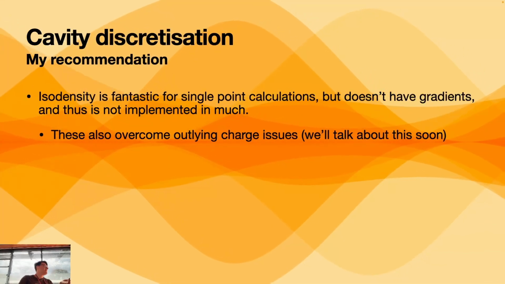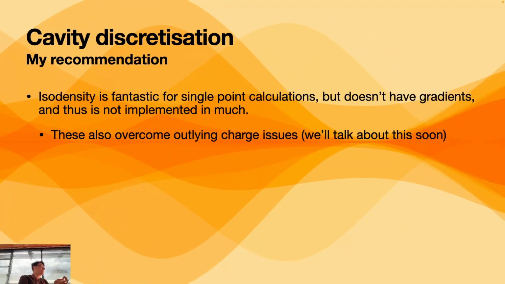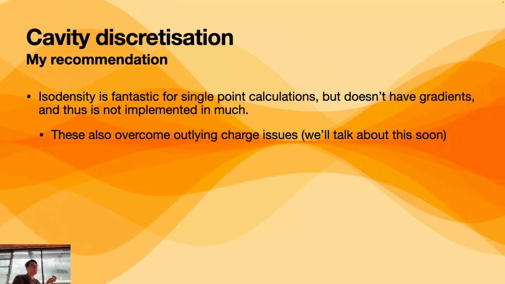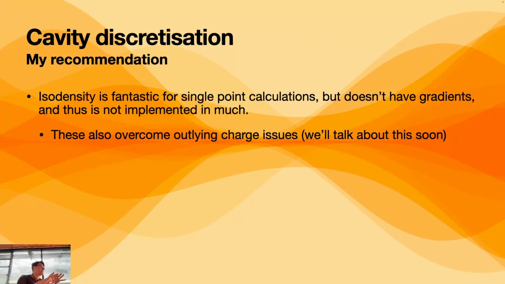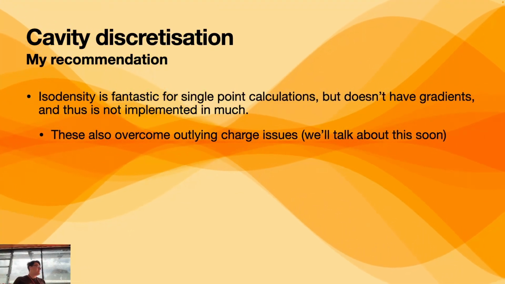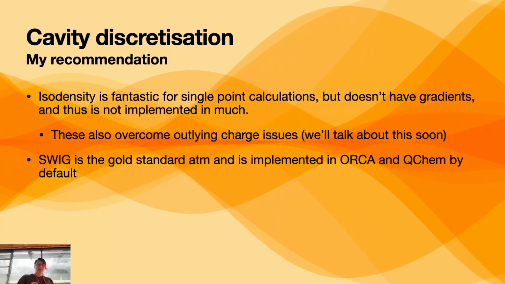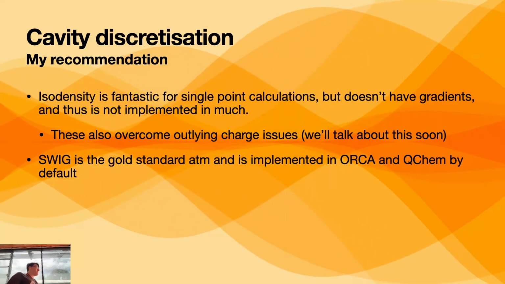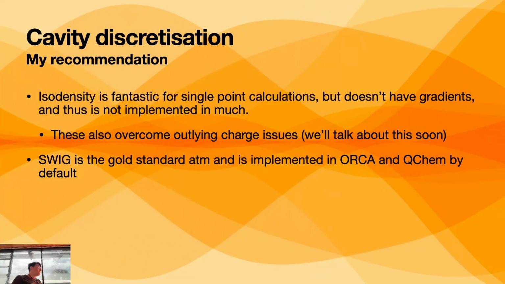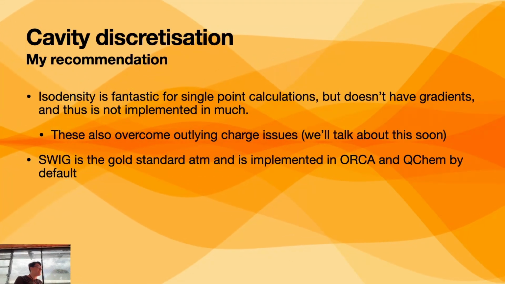So my recommendations for this are essentially: isodensity is fantastic, but doesn't have gradients and thus isn't implemented much. These overcome outlying charge issues, which we'll talk about later, because you're choosing the cavity based on the extent of the electron density as opposed to just hoping that the electron density sits within your cavity. SWIG is the gold standard at the moment, but it's only implemented in a few programs, namely Orca and QChem were the only main ones that I could see. I don't even think Gaussian has it, but don't hold me to that.